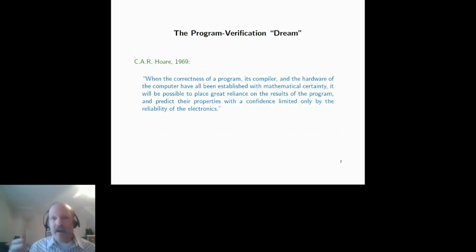So what Hoare is telling us is that, subject to the reliability of the electronics, we will have mathematical certainty of the correctness of the program. Mathematical certainty, this is a high bar. I will come back to that point, the dream of mathematical certainty.